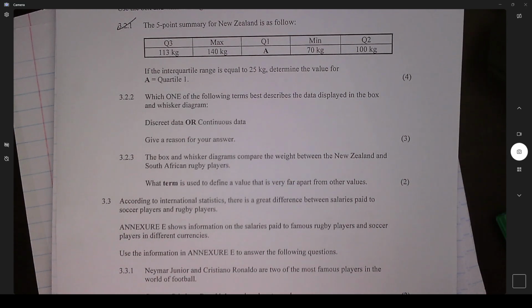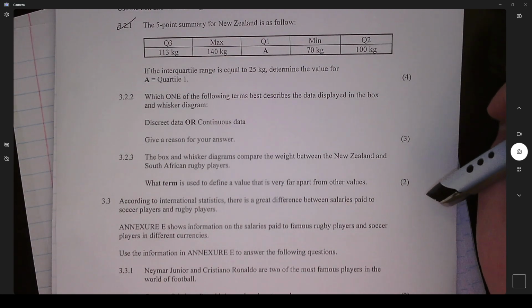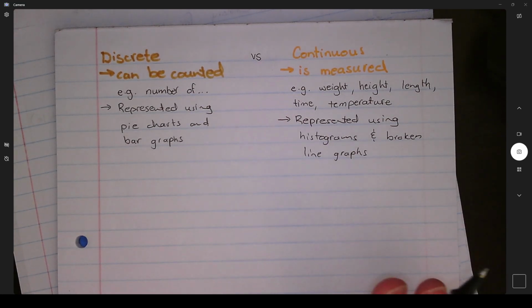Right. The next question says, which one of the following terms best describes the data displayed in the box and whisker diagram? Discrete or continuous, and give a reason for your answer. Now remember that the difference between discrete and continuous data is as follows. Discrete data can be counted. It would be the number of people in a room, the number of people who play a particular sport, the number of people with tickets to a concert, things like that.